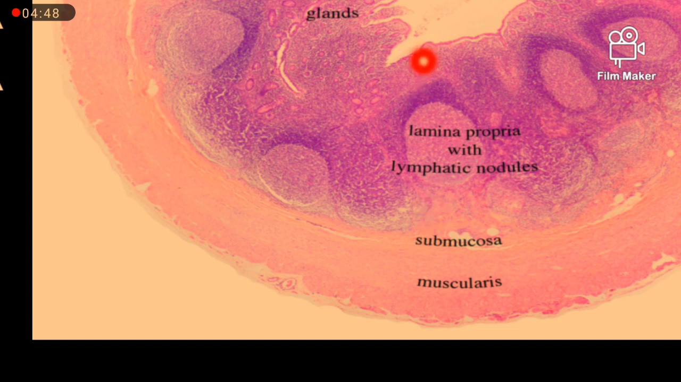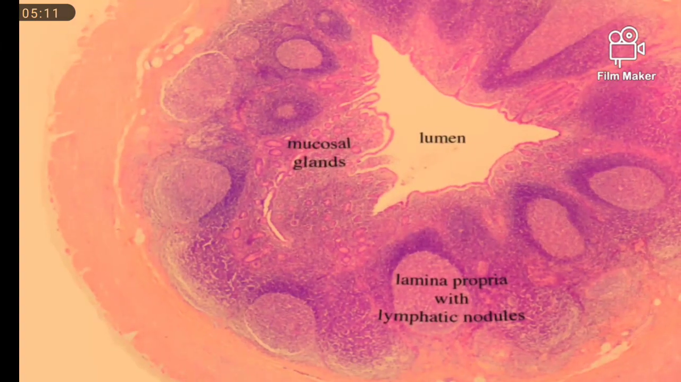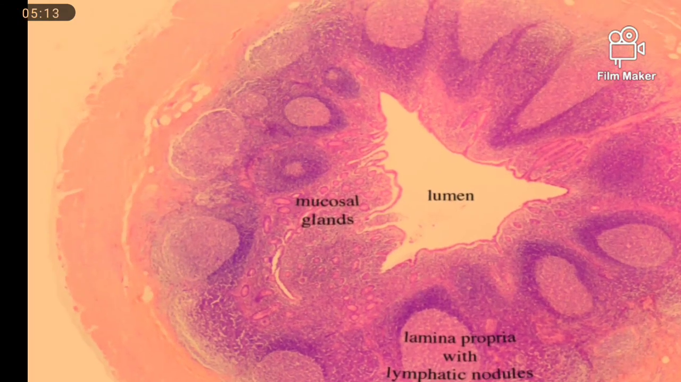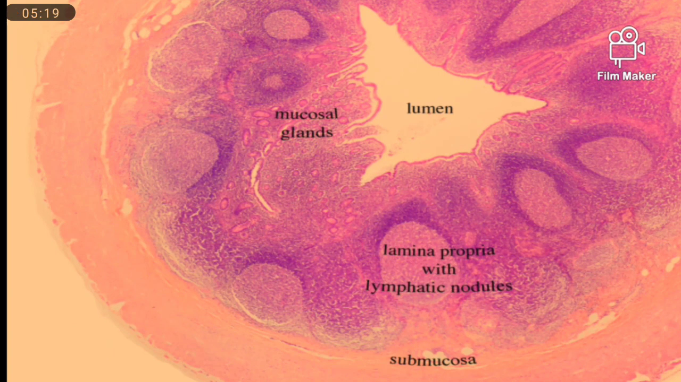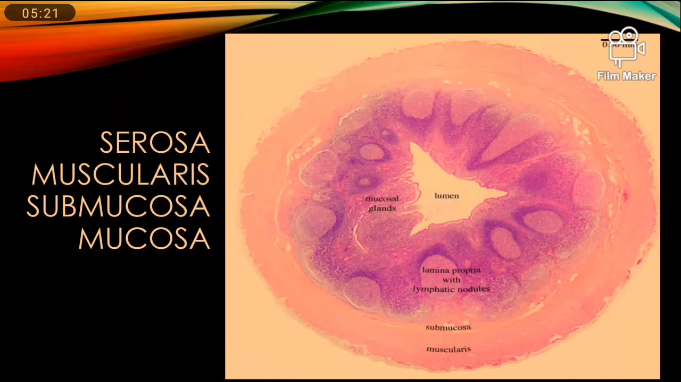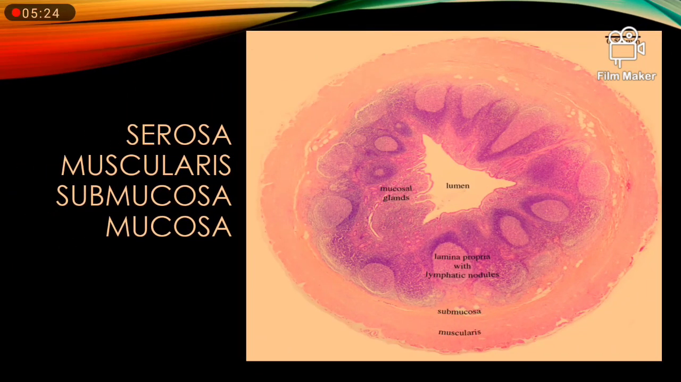Then this is the lamina propria. This total thickness is the lamina propria. The lamina propria has numerous lymphatic nodules. These are the lymphatic nodules, and it ends at the surface epithelium. This red line is the surface epithelium. Now it has a triangular lumen. If there is more fold, it can become quadrangular. If even more fold, it can become a star-shaped lumen.